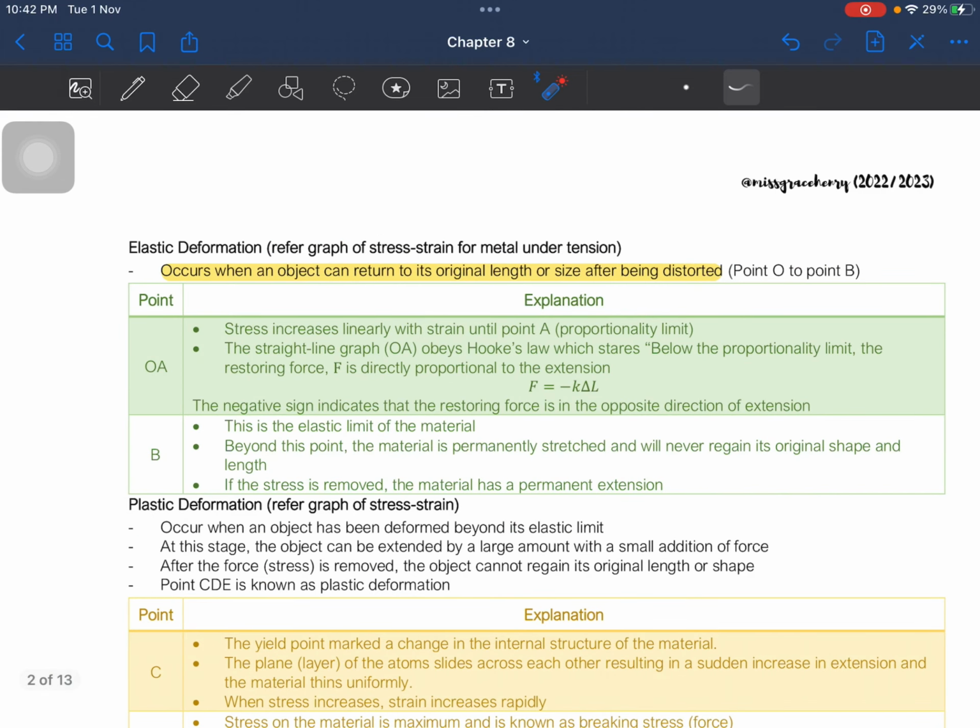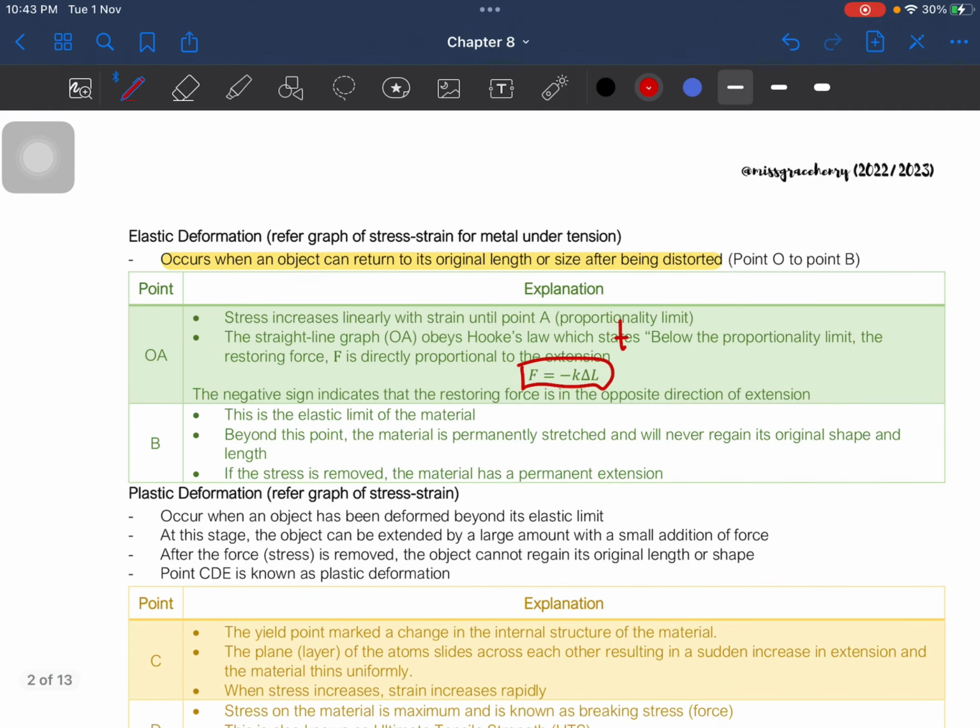Okay, right? And then the straight line graph obeys Hooke's law, which states that below the proportionality limit, the restoring force is directly proportional to the extension. So this is how we come up with this equation here, based on Hooke's law. The negative sign here indicates that the restoring force would be in the opposite direction of extension. Restoring force means it will try to restore the object to its original position, shape and length, so it goes against the extension. That's why there is a negative sign there.